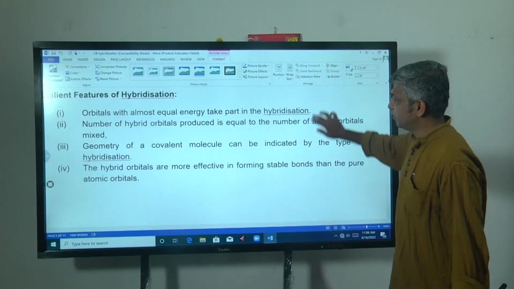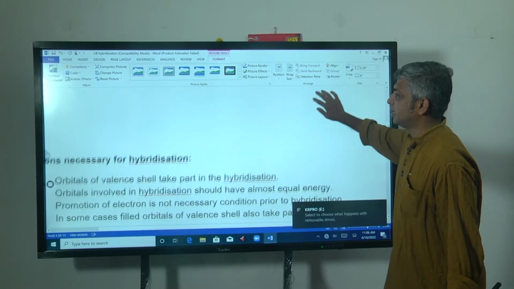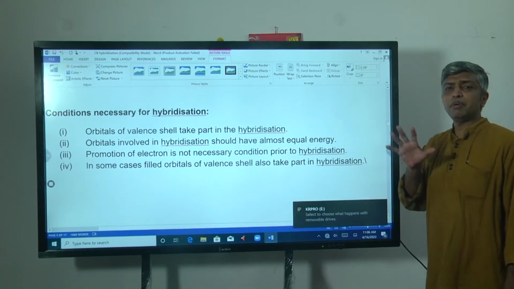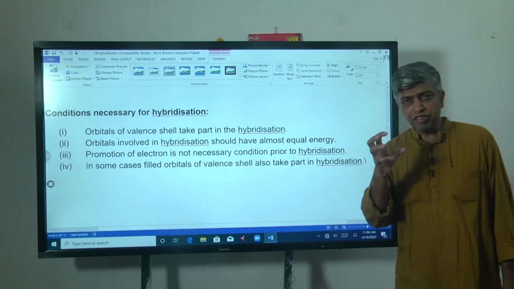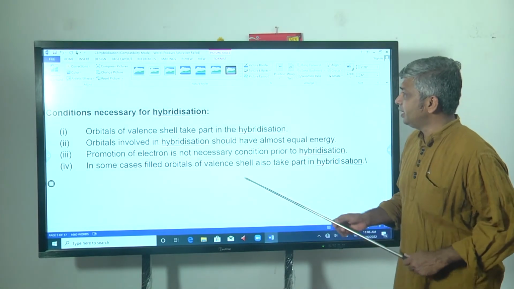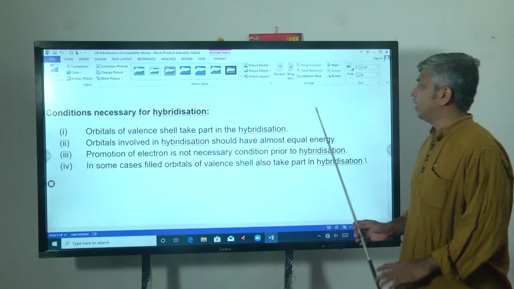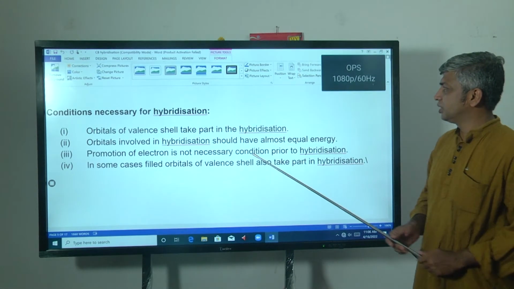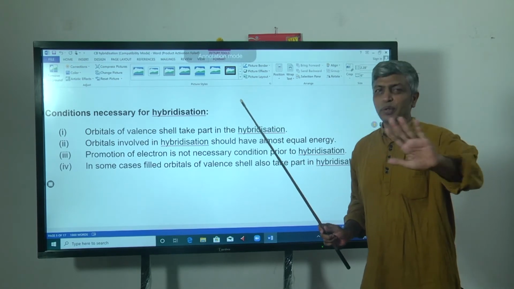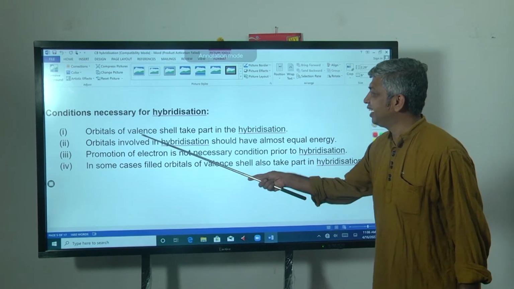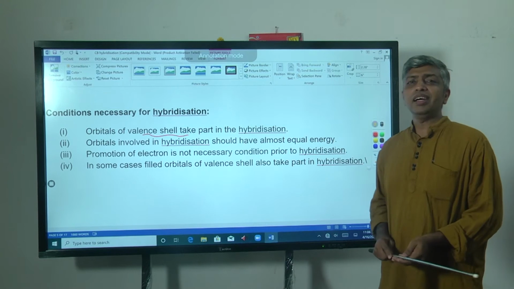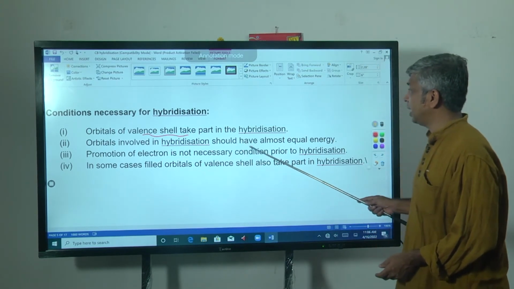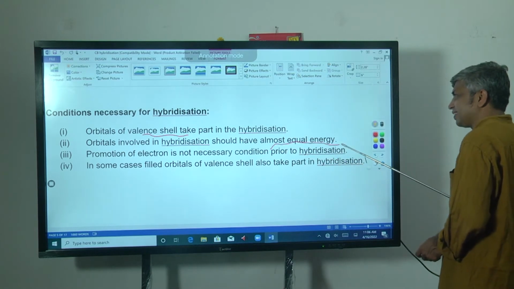Okay, so let us go for the next point, that is, what are the necessary conditions for hybridization? To make a hybridization, what are the perfect conditions? The orbitals of the valence shell take part in hybridization. Whenever you are considering any type of hybridization, inner orbitals are not at all involved. Valence shell orbitals are involved in hybridization. Orbitals involved in hybridization should have almost equal energy.